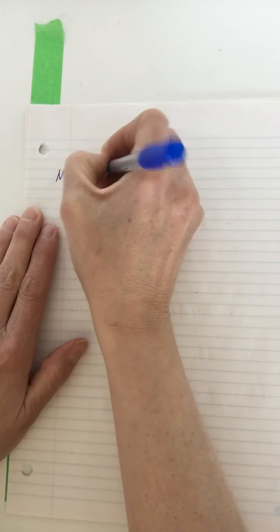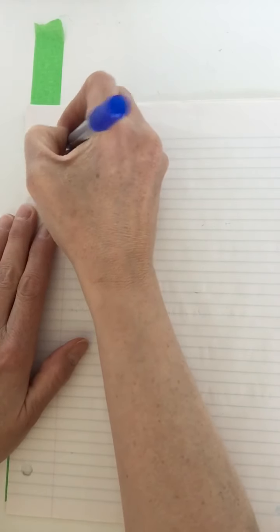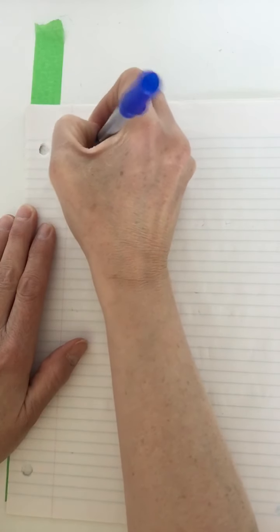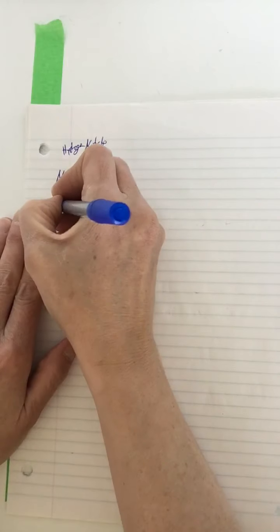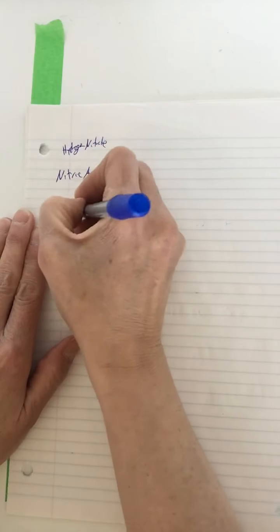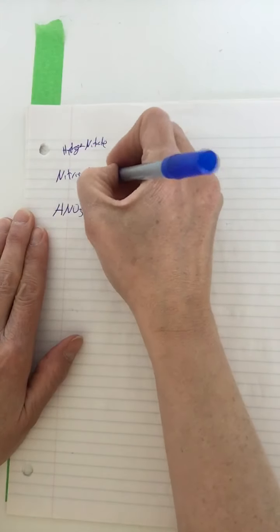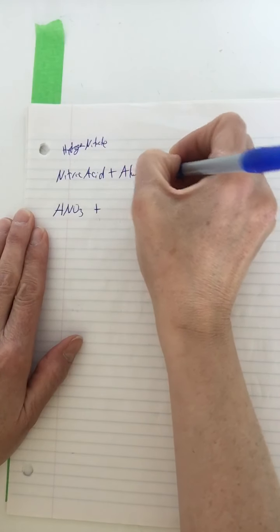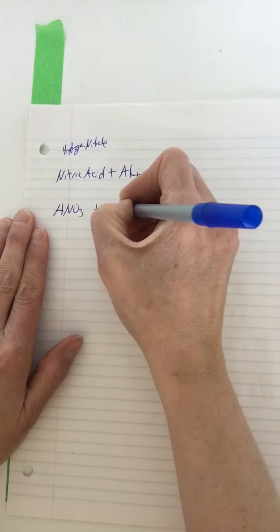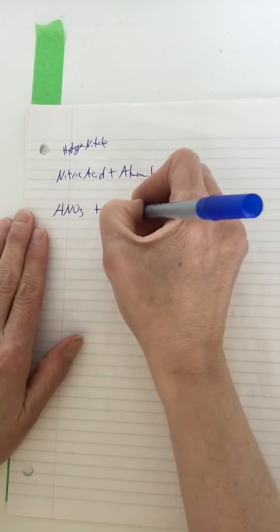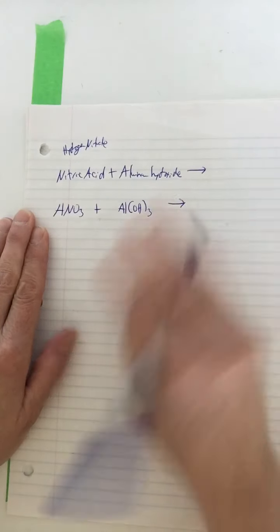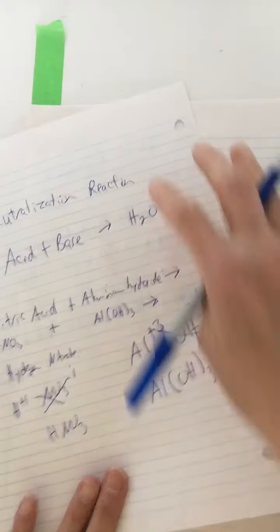Nitric acid, which can also be called hydrogen nitrate, HNO3, plus aluminum hydroxide, which we figured was Al(OH)3. What is that going to yield? So now I've just got it tidier. All I did was rewrite that over there.